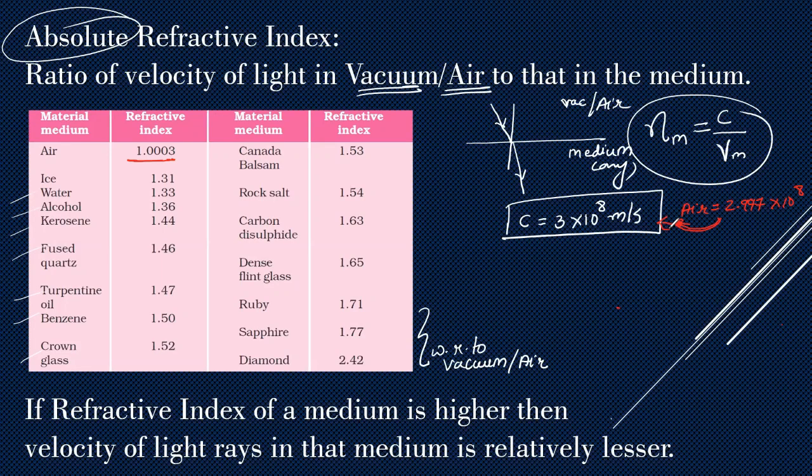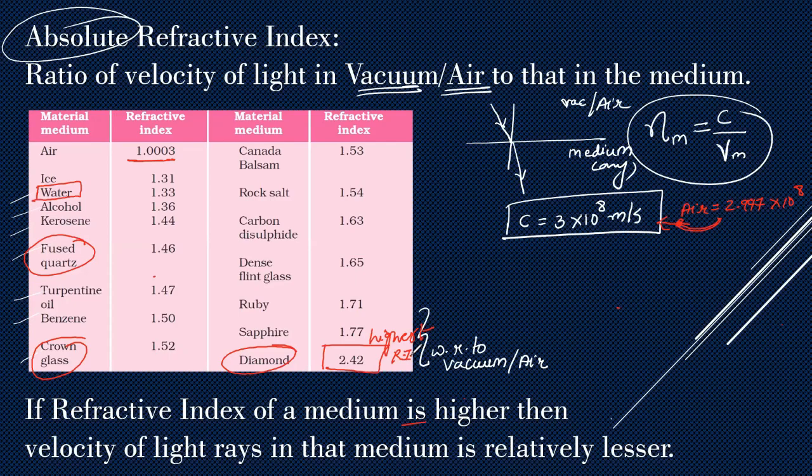Ice is 1.31, alcohol 1.33. Some things I'll tell you to learn. Always keep in mind the refractive index of water, benzene, fused quartz, crown glass, and diamond. Diamond is the only solid which has the highest refractive index. There is no other solid which has a refractive index more than diamond, right?